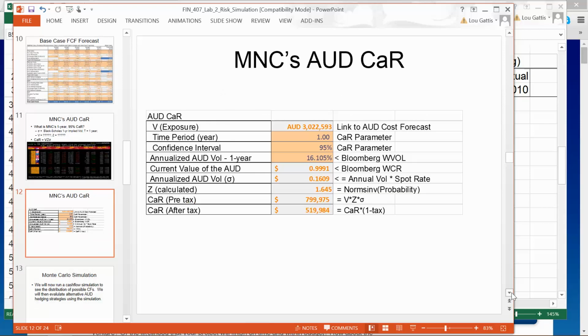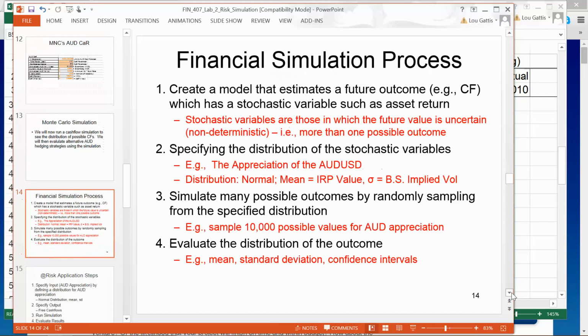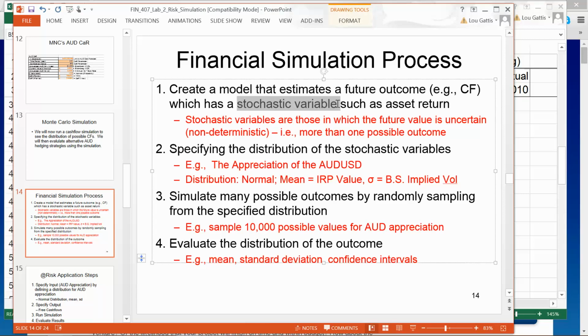Now we're going to do one more thing, and that is run a Monte Carlo simulation and look at all the possible values for free cash flows given the volatility of the Australian dollar. So the general process for doing a Monte Carlo simulation is create a model with a future outcome. We've done that. That's our future outcome we're forecasting as cash flows. And that model has to have at least one stochastic variable, meaning a variable that has more than one possible outcome that could be described. And that stochastic variable is the volatility of the Australian dollar.